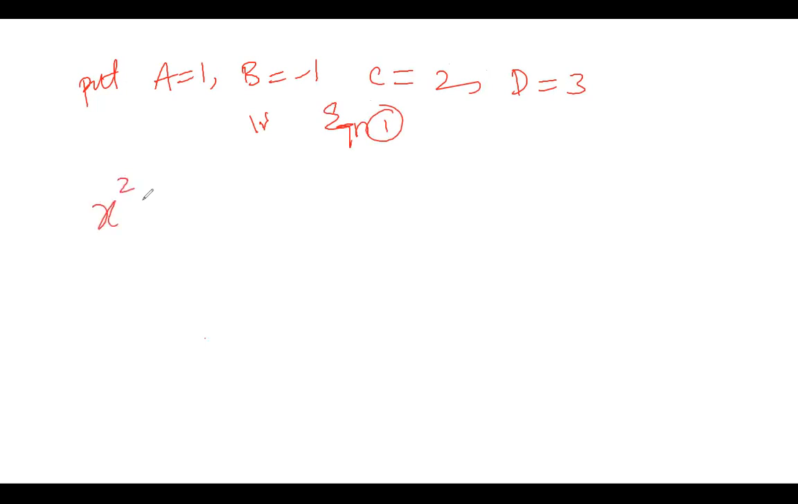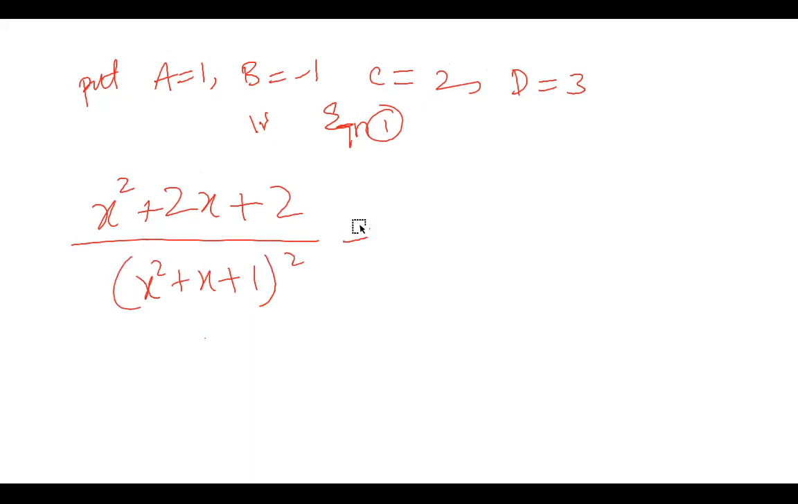Now putting these values in the first equation. Put a equal to 1, b equal to minus 1, c equal to 2, and d equal to 3 in equation 1. What was equation 1? x cube plus 2x plus 2 over x square plus x plus 1 whole square is equal to, what was the value of a?